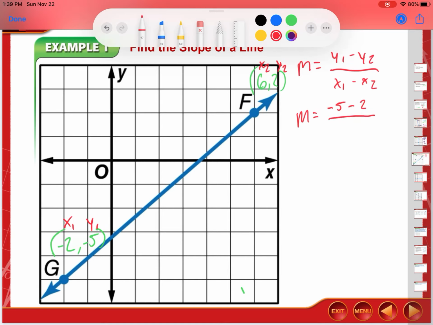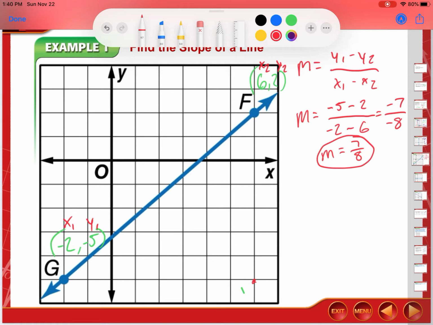So when we plug in our values, we get m equals -5 minus 2 over -2 minus 6. And when we simplify that, -5 minus 2 is -7 over -2 minus 6 is -8. So we can simplify that further and get rid of the negative sign. So our final slope is 7/8.